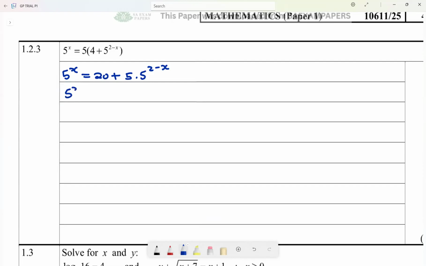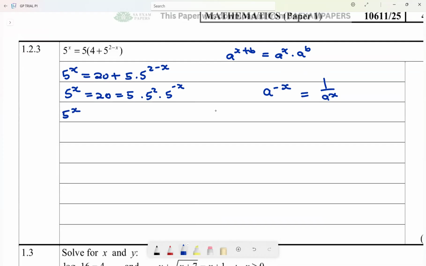Remember, what do the laws of exponents say to you? They say if you have a to the power of x plus b, you can express it as a to the power of x multiplied by a to the power of b. So let me say 5 multiplied by 5 to the power of 2 multiplied by 5 to the power of negative x. But remember, a to the power of negative x can be expressed as 1 divided by a to the power of the positive exponent.